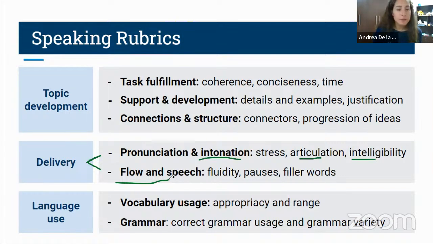If you're using filler words in Spanish, the same thing. If you're making too many pauses, then again, maybe you need to try to reduce the pauses that you're making. So that's basically delivery. How you speak, how you deliver your response, pronunciation and intonation, and how fluent you are.